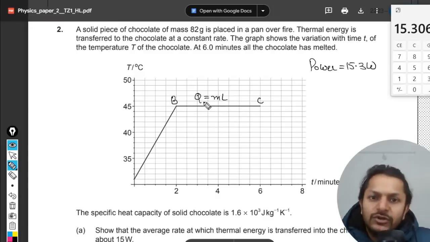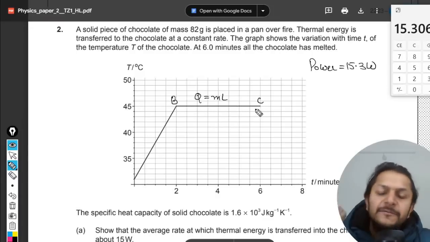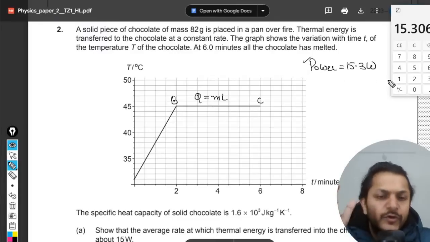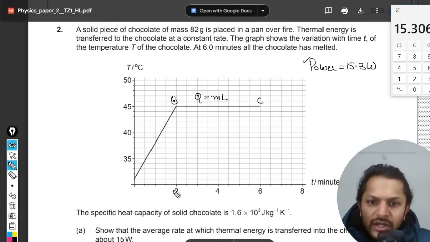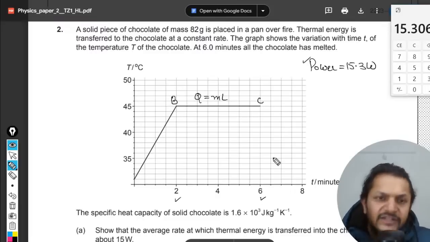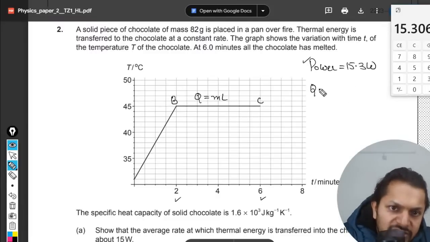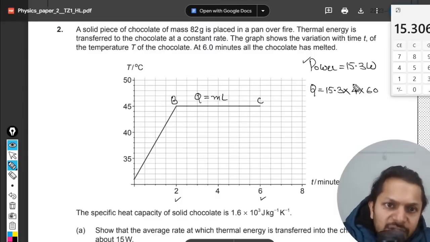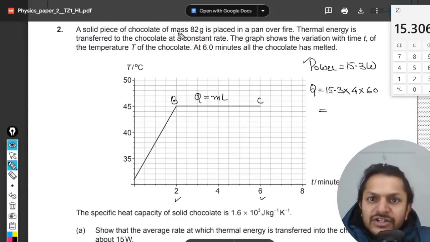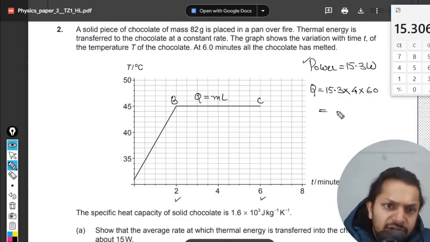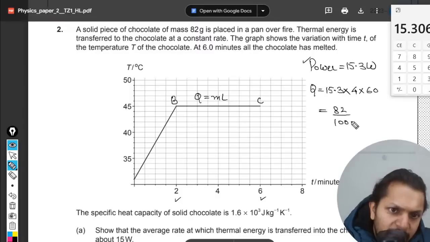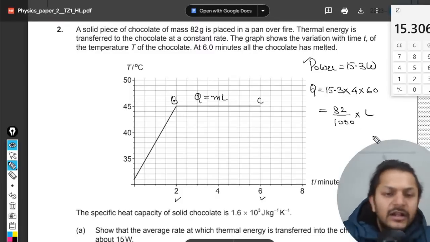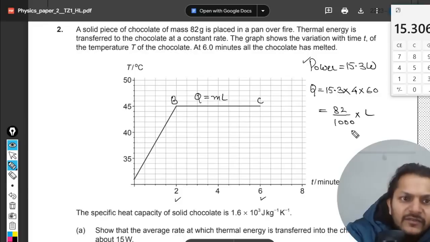Q is the heat that was given during the process BC. So the heater is providing energy at 15.3 watt. The time consumed is 6 minus 2, that is 4 minutes. So the energy that is given is 15.3 into 4 minute into 60 seconds. This will be the energy that was given, and that was taken up by mass and the latent heat. So that will be 82 divided by 1000 into the latent heat, that is L. From here, we are going to find the value of L.